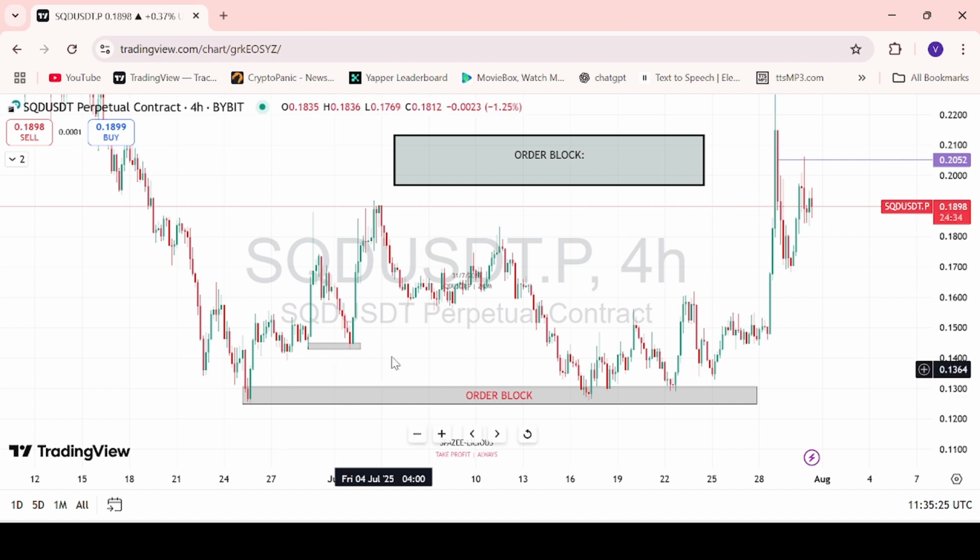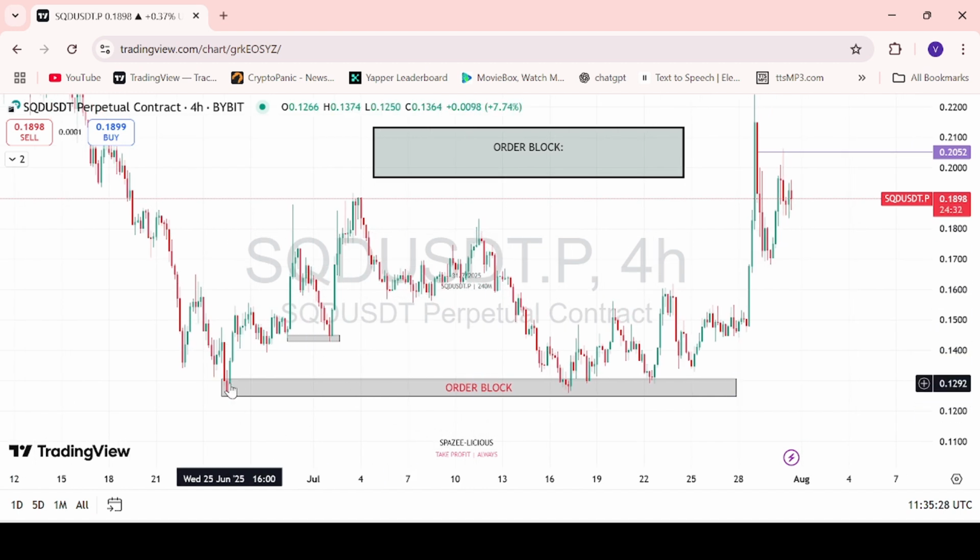You can see price got to this place and then took off, which means this is where institutions came into the market. This is where the banks, the smart money, actually bought. You can see the long, big bearish candle here, 1, 2, 3, then it came here and here. This is where the big money came in.